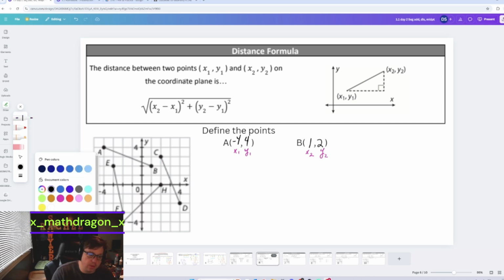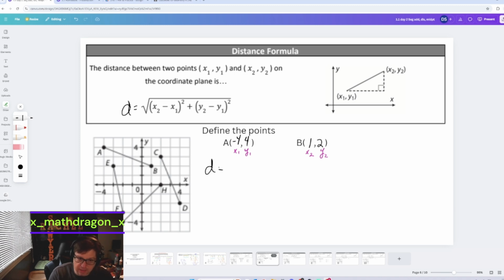Then our formula. D equals the distance equals the square root of parentheses x2 minus x1, square it, plus y2 minus y1, square it, and then take the square root of the whole thing. That's how you would answer that.